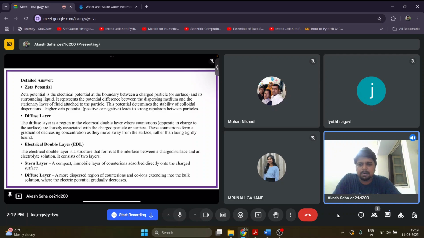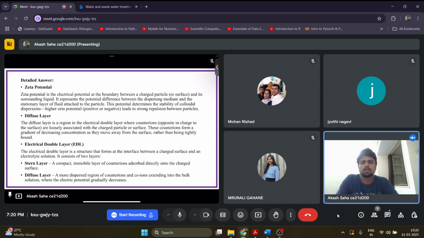And then what is the electrical double layer? It is a structure that forms at the interface between the charged surface and the electrolyte solution. Between the surface of the particle and the electrolyte, whatever my layer thickness is, we call that the electrical double layer. The two parts are the Stern layer and the diffuse layer. The Stern layer is more compact, strongly adsorbed to the particle, and then there is the diffuse layer we just talked about. Near the particle will be the Stern layer, closely attached to the particle, and near the bulk solution it will be the diffuse layer.